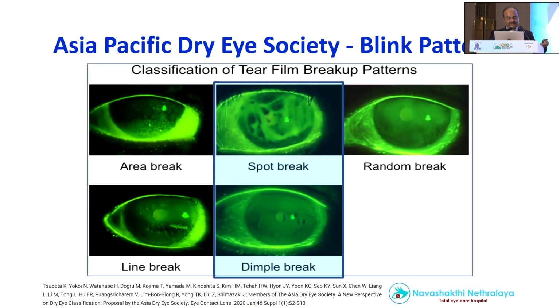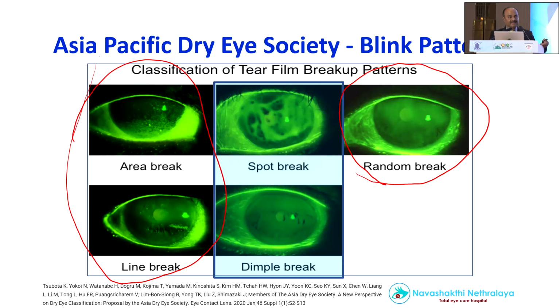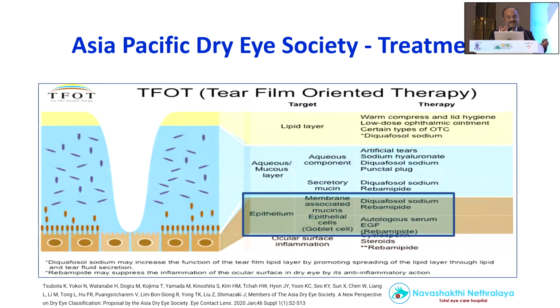So here, if you look at it, these random breaks are the commonest, found in the evaporative type. For the area break or the line break, simple staining can give you these results. These are found in aqueous deficiency. If you find any of these two, treat aggressively. And more importantly, if you find something like this, which we find very rarely, and I have not seen much, it's a wettability issue. That is also a significant issue. So random break, you can ignore.